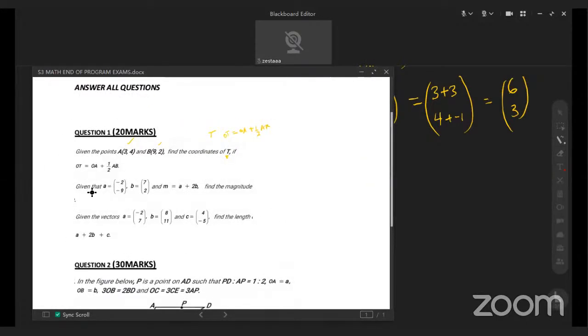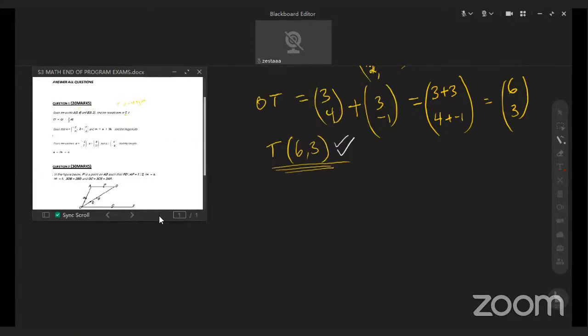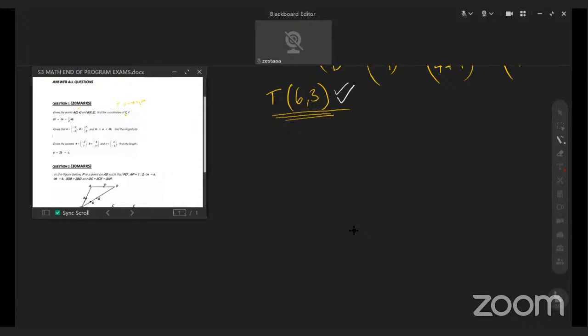So the second one was saying, given that A is that, B is this, and M is equal to that, find the magnitude of the vector M. We are finding the magnitude of the vector M. The magnitude is basically the length. It's like you're finding the length. So starting with, we first get our coordinates.